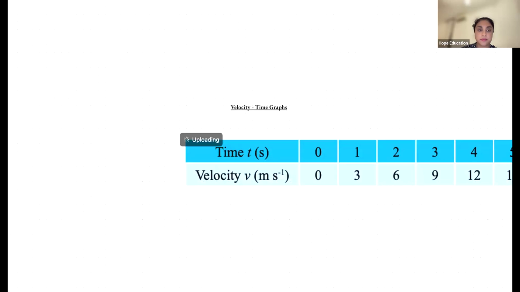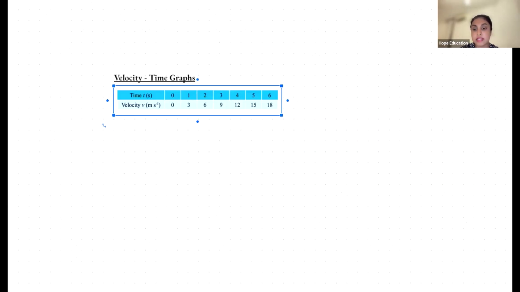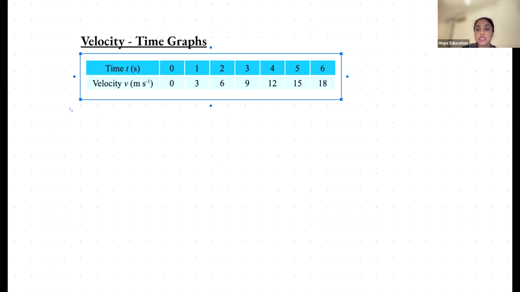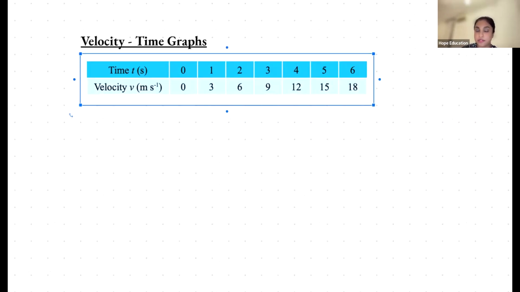Okay. So, we will now draw velocity time graphs. They ask mostly about the velocity time graphs in the papers. So, let's see what this is. Let's look at this graph. These are the details, right? The data. So using this data, I'm going to draw a graph.